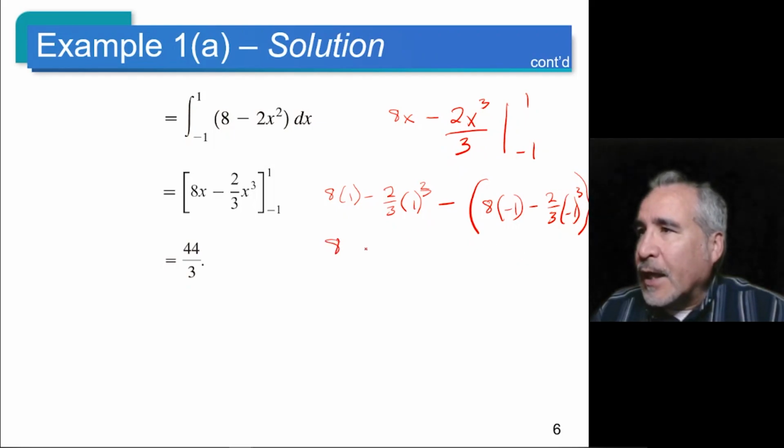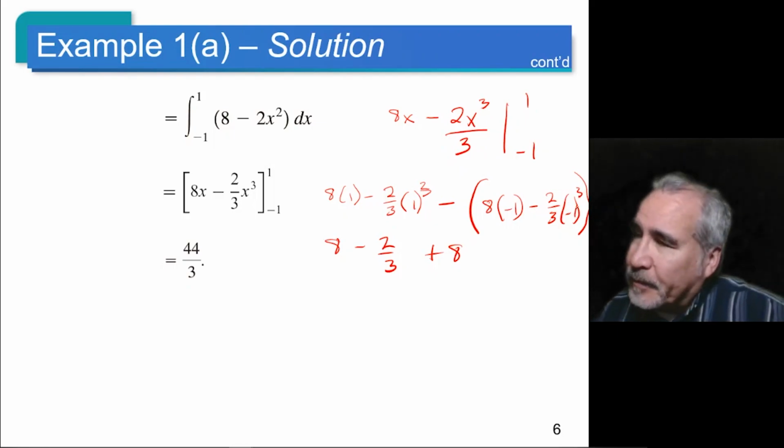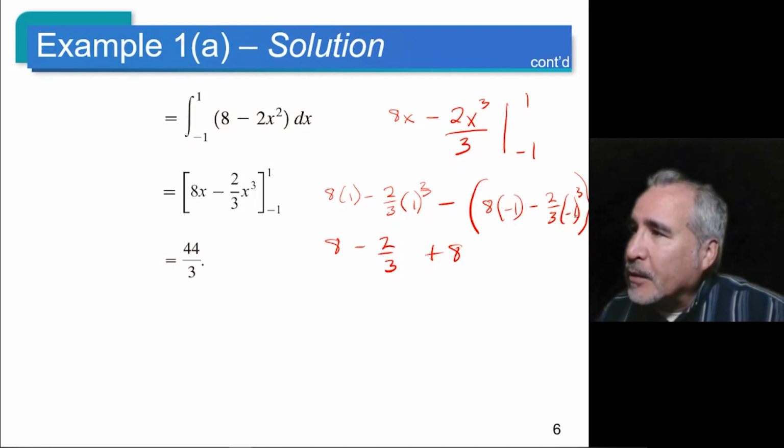So that gives us 8 minus 2/3. This negative will distribute through. That's going to become negative 8 with another negative becomes a plus 8. And then a minus distributes here, but let's do the third power here. Negative 1 to the third power is negative 1. Negative times negative is positive, but then when this distributes through, we get another positive.